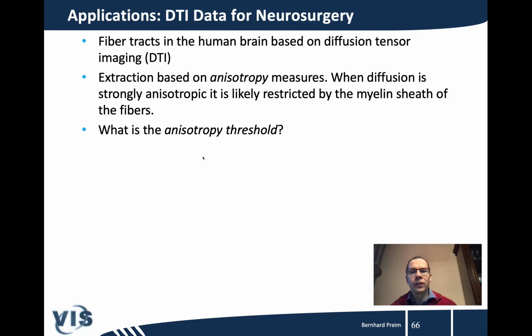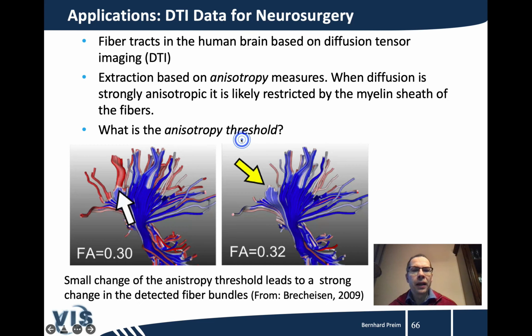And like with the previous example with the vessel visualization, it really depends on this threshold. Here is a fractional anisotropy. That's probably the most popular anisotropy measure, a value between 0 and 1. And here it's 0.3, which gives you more fiber tracts than here with 0.32. So that's a quite small increase, but that avoids, for example, that these red fibers here are shown.